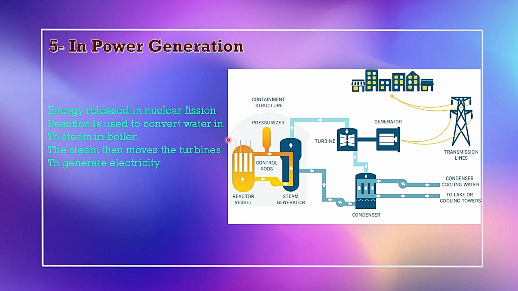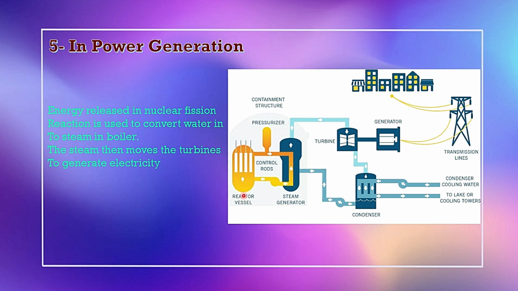Here you can see the reactor vessel. The energy which is released is passed to this steam generator, which is a boiler. Over here water is converted into steam, and then this steam moves towards the turbine. It moves the turbine, and due to the movement, mechanical energy is produced. Then there is a generator over here. This generator converts mechanical energy into electrical energy. In this way, electricity can be produced. So here you can understand this whole process.